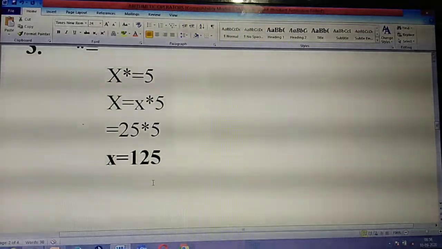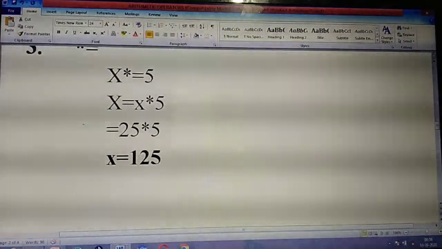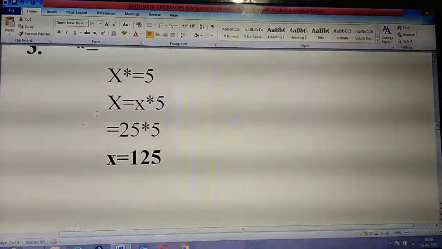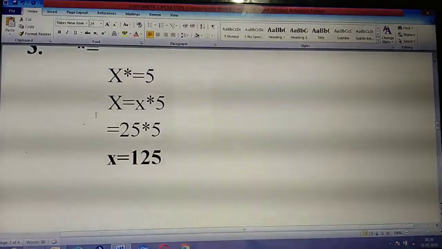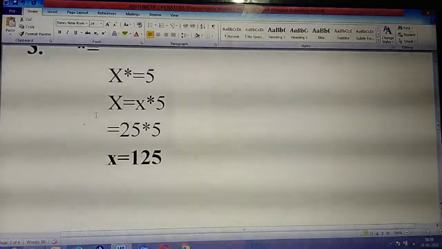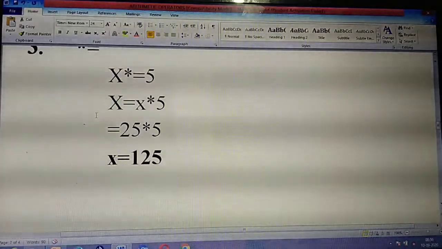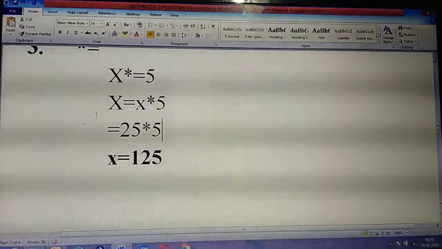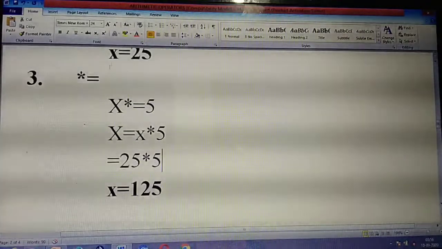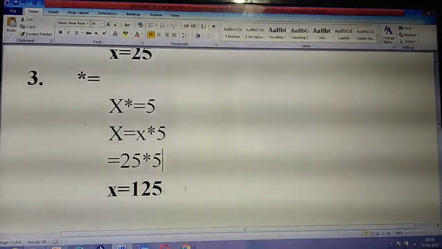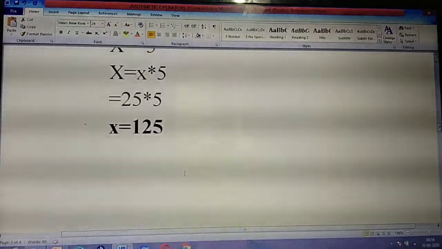In your book, in the tabular column, they have given this answer alone. These calculations are not given there, so I am giving these calculations separately. Please note it down. x star equal to 5 means x equal to x star 5. What's the last answer? The last answer is 25. So 25 into 5 equals 125. Have you all written? Yes.